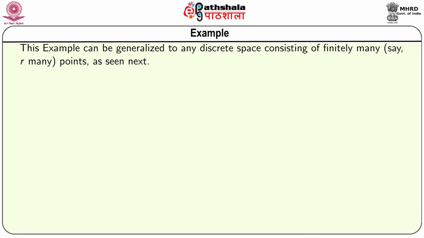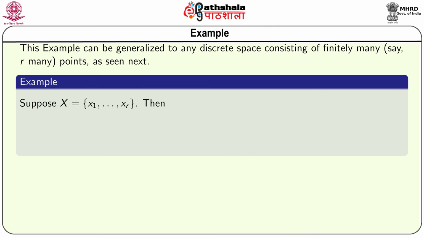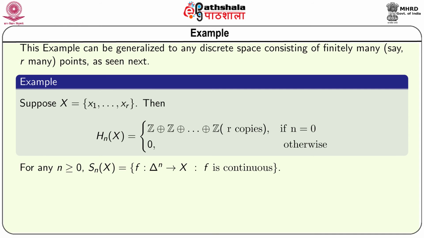Suppose we take capital X as a set consisting of r many points x1, x2, ..., xr. Then we can easily prove that H_n(X) is r copies of Z, the direct sum of r copies of Z, when n equals 0, and it is trivial otherwise.